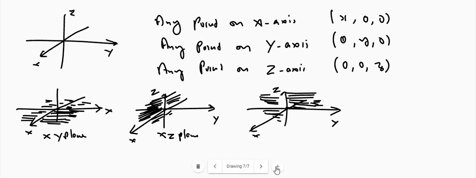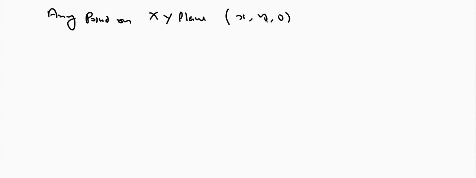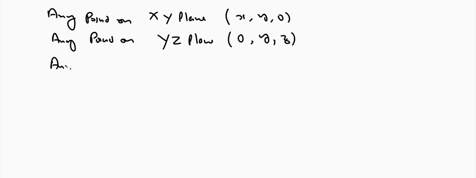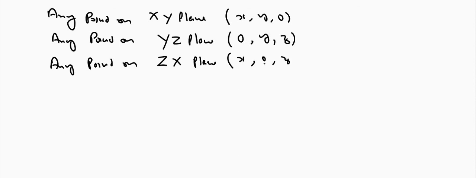Any point on the XY plane is of the form (x, y, 0). Any point on the YZ plane is of the form (0, y, z). Any point on the XZ plane is of the form (x, 0, z). What about the coordinates of the origin? The coordinates of the origin are always (0, 0, 0).